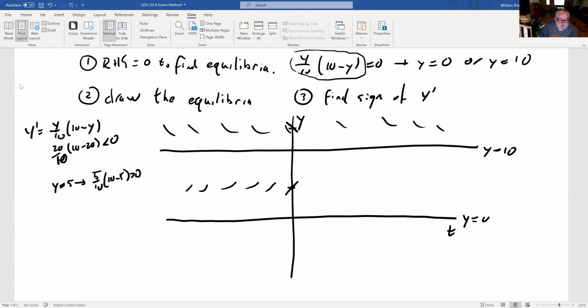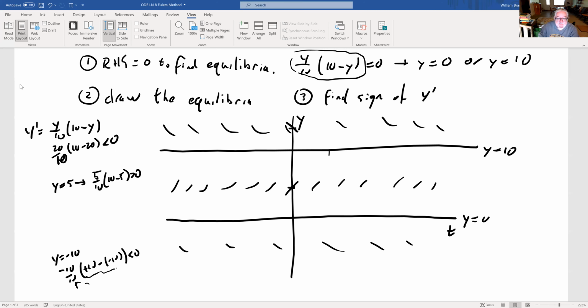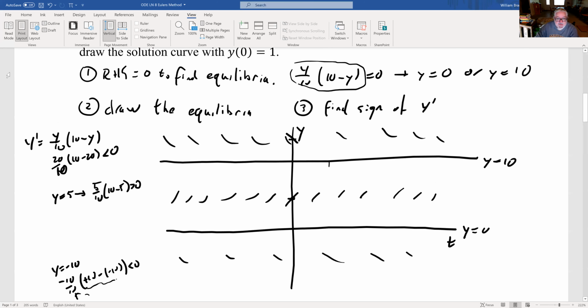So everywhere between the equilibria, we have a positive slope, because the slope can only change signs when you go across the equilibria. And then if we take y equals, say, minus 10, that gives us minus 10 over 10 times 10 minus minus 10, which is less than 0 because this is negative, but this is all positive. And so our slopes here are also negative. So that's what the slope field looks like.